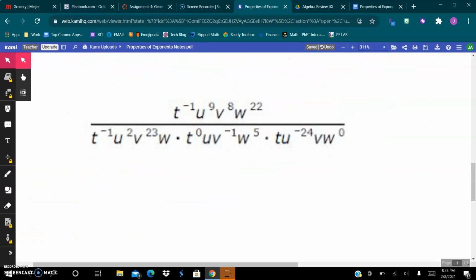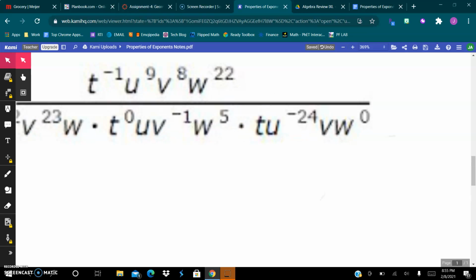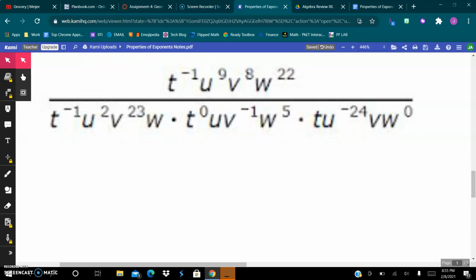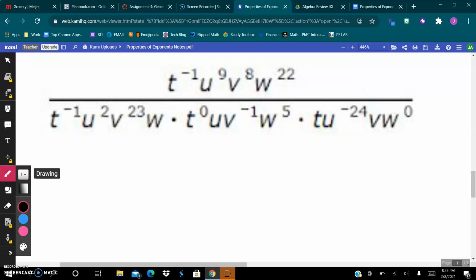And then we have one more. This one was in the 90s. So you're going to see some problems that look like this. Looking at the top, I don't have anything. They're all different variables at the top, but at the bottom we can do some simplifying.